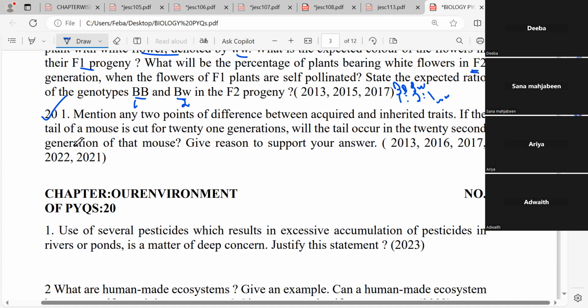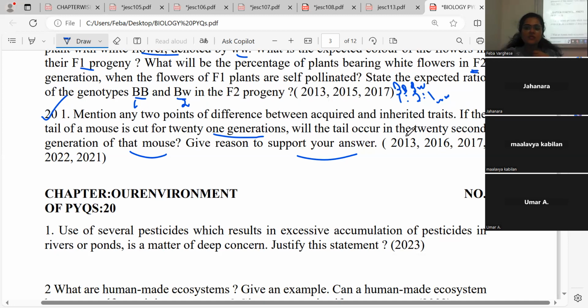If the tail of a mouse is cut for 21 generations, will the tail occur in the 22nd generation of the mouse? Give reason to support the answer. Yes, the tail will be present in the 22nd generation also, because the tail is not associated with the reproductive organs. The tail is a non-reproductive part of the organism's body. There are genes responsible for the production of the tail, even if the tail is cut off. So the tail will be formed in the 22nd generation also.